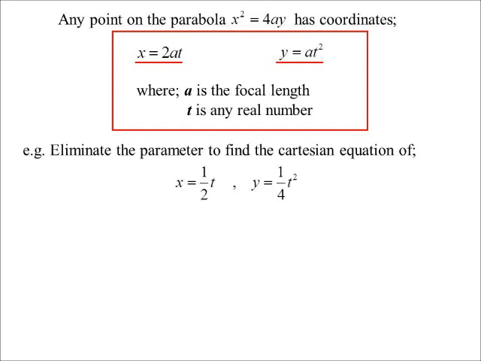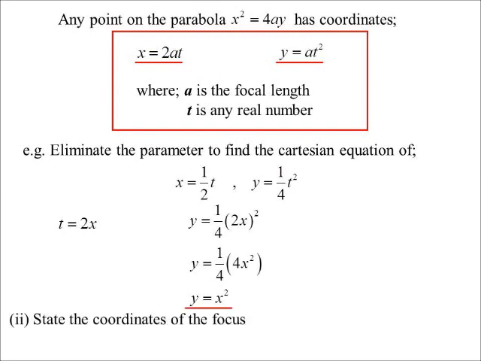Let's have a look at this one then. If we've got the parametrics x equals half t, y equals a quarter t squared, what's the Cartesian equation? I guess the easiest way of doing that is eliminating the t. It's like having simultaneous equations. I can make t the subject of the first one, sub that into y, and we get our basic y equals x squared for that one.